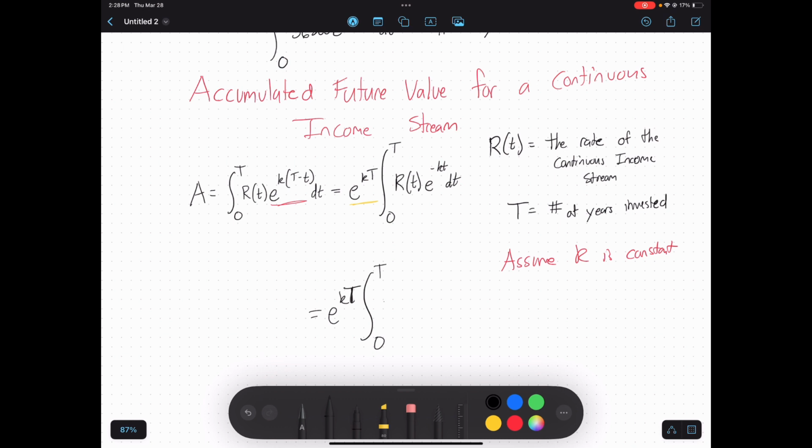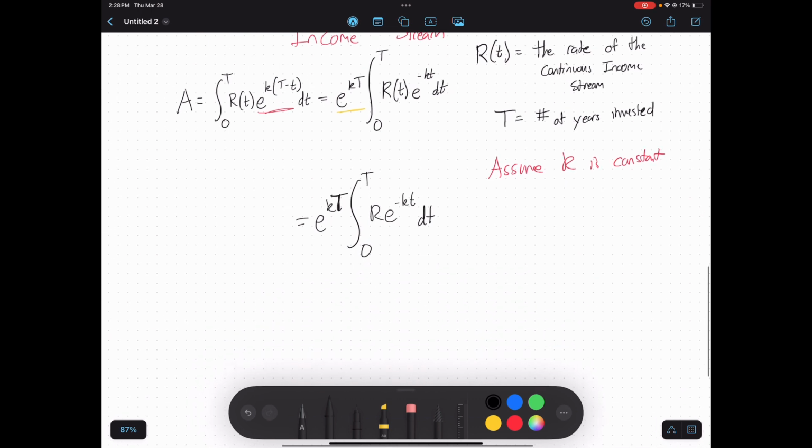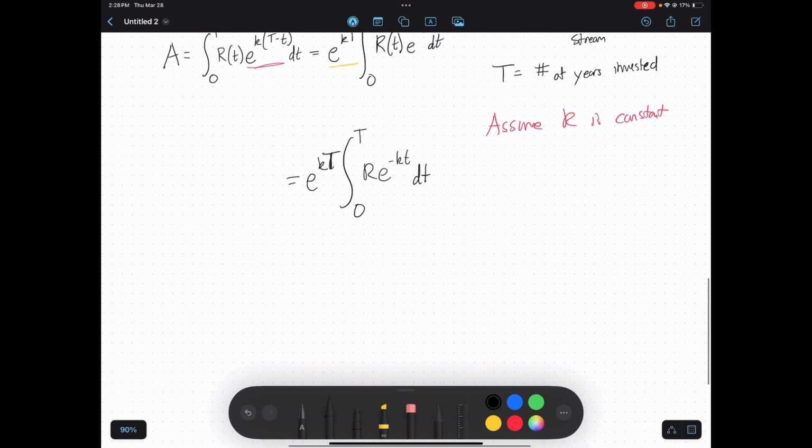This integral from 0 to T of R times e to the negative kt, that's an integral that I know how to do. That's just using one simple antiderivative rule, and I end up with the following. I end up with R over k. Remember, since R is not a function, it just means I'm contributing a constant amount each year, times e to the k times capital T minus 1. And that's what I get after I actually integrate it.